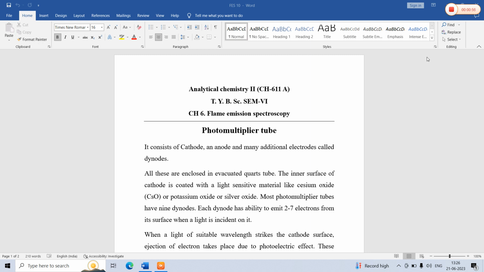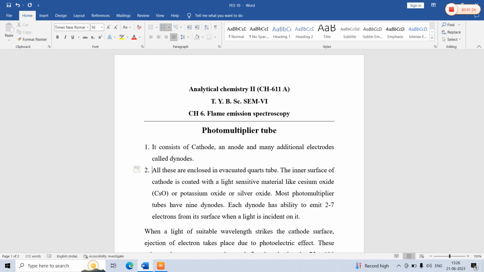Now here it consists of a cathode, anode and many additional electrodes called diodes. The first point is that it consists of a cathode, anode and many additional electrodes called the diodes. Now here the diode system is nothing but an additional type of electrode system placed in an evacuated tube in the photomultiplier tube.